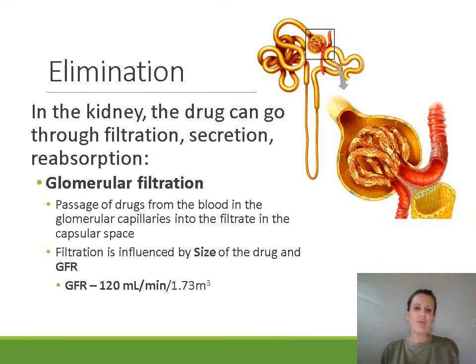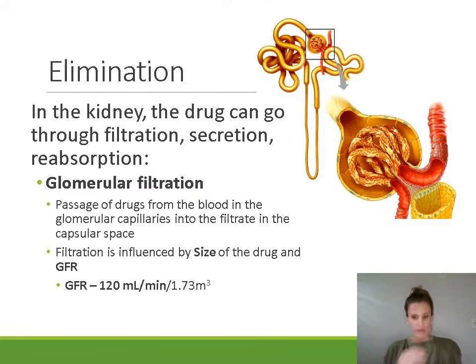There are multiple patient factors that can affect elimination. Think about a patient who has renal dysfunction. If a patient has renal dysfunction, they're going to have reduced renal clearance, so the drug or the drug's metabolites, if it's been metabolized, can accumulate in the body. We're going to talk through renal elimination in detail. When we talk about elimination in the kidney, the drug can go through multiple processes in the nephron. It can go through filtration, secretion, or reabsorption.